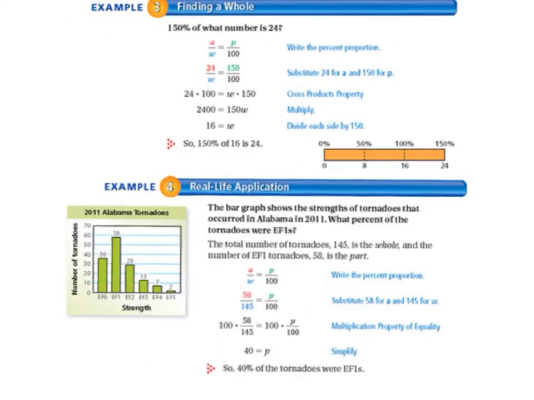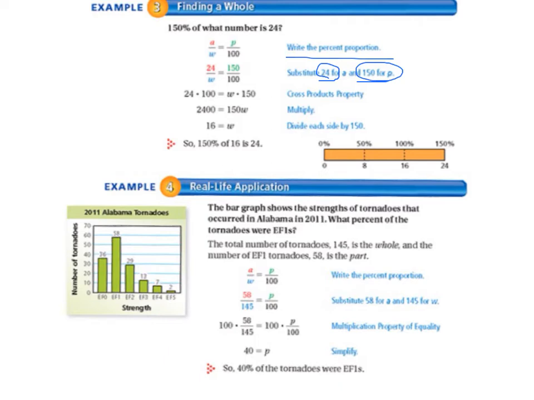Moving on to example 3, we're going to find the whole. So 150% of what number is 24? So we have the percent and we have the part, and now we need to find the whole. So again, we start by writing the percent proportion, and we substitute 24 for A, which is the part, and 150 for P, which is the percent. And now we're solving for W.